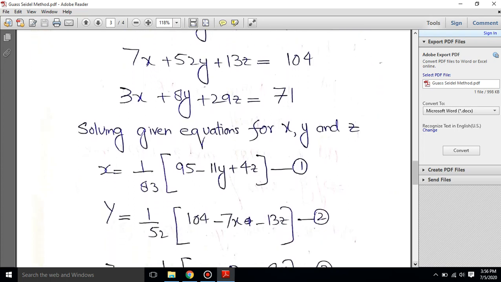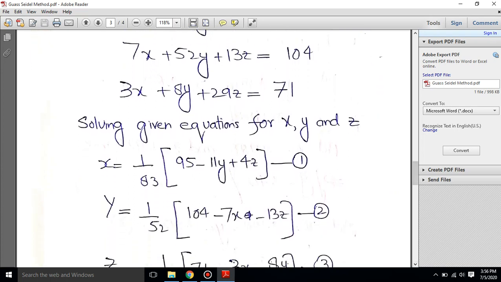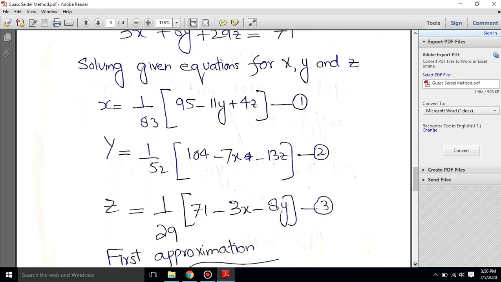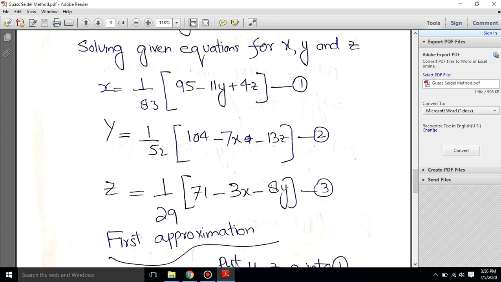For y, it will be equal to 1 over 52 times (104 minus 7x minus 13z), and we take it as equation 2. And when we solve it for z, it will be equal to 1 over 29 times (71 minus 3x minus 8y), which we take as equation 3.